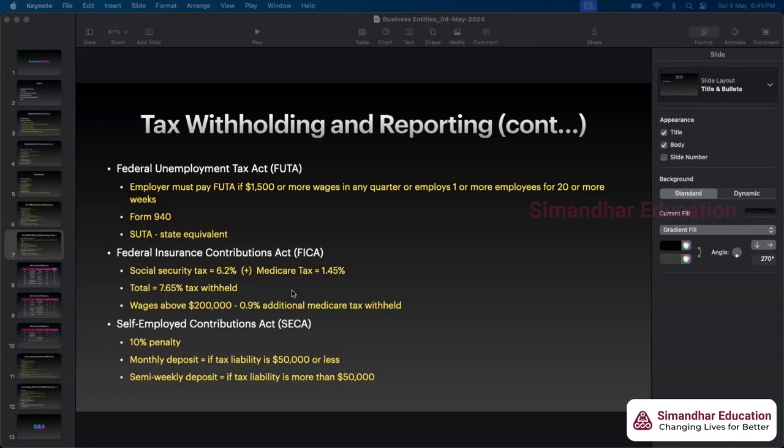FICA, on the other hand, there is a certain contribution that gets deposited in a FICA contribution on the SSA, Social Security Administration website. And then if you encounter issues in terms of your retirement or in terms of your medical facilities that have to be claimed, then these contributions that are withheld will be utilized in those cases.